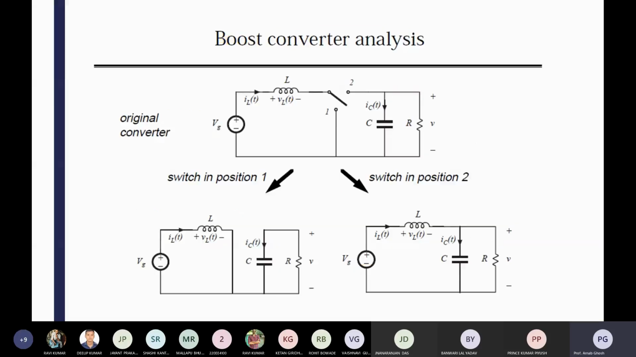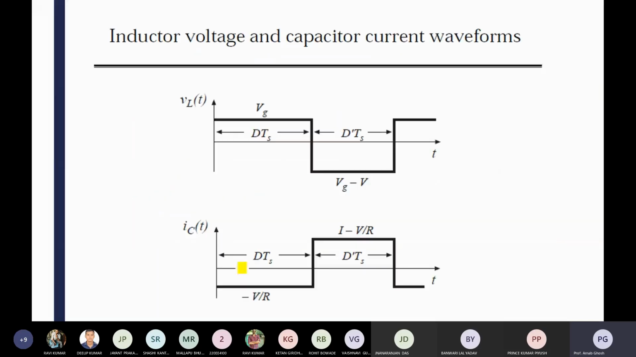Here you can see the boost converter analysis. This is how the original converter looks, with plus minus the potential drop across the inductor. When the switch is in position 1, the inductor current is IL and the voltage is VL. What is the value? VL equals Vg minus the short circuit, so it is 0.